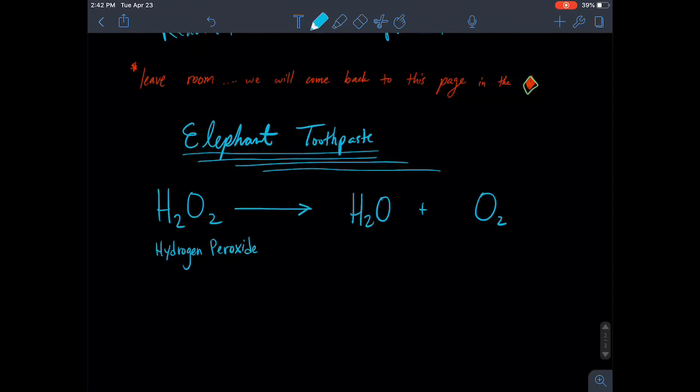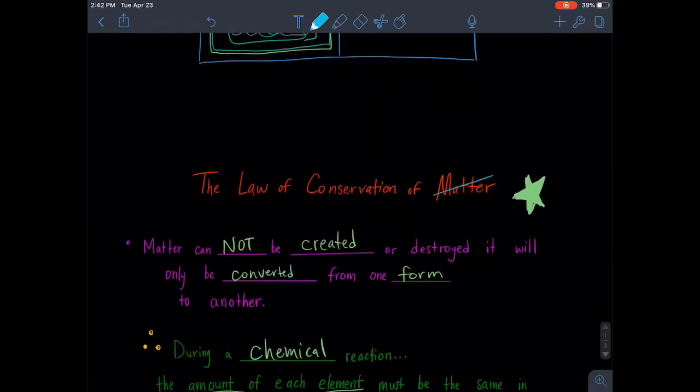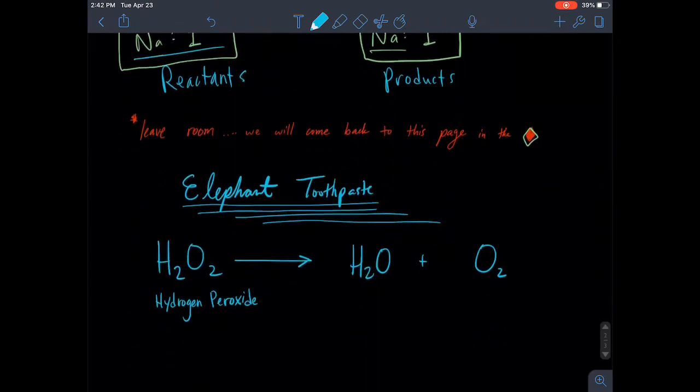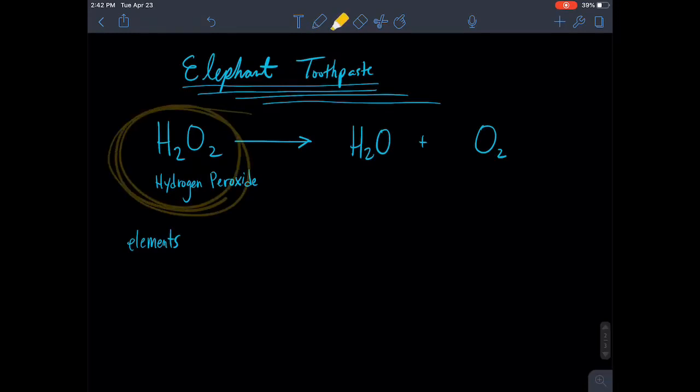But let's look at this. Hydrogen peroxide in elephant toothpaste goes through a decomposition reaction, meaning that it decomposes into 2 molecules. It was 1 molecule, now it's 2 molecules. We have water plus oxygen. But as we're talking here about the law of conservation of mass, we need to see what elements we're working with. On our product side, we have hydrogen, which is H, and oxygen, which is O.